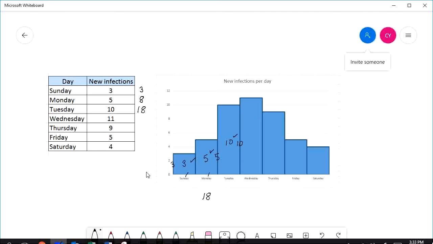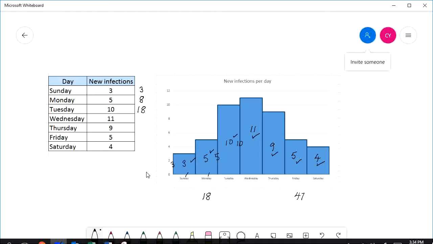Let's complete the process. On Wednesday, it's 11 more people, so the area is 11. Thursday, it's 9. Friday, 5. And Saturday, 4. So we started with 18. We added 11 more, that gave me 29. 9 more gives me 38. 5 more, 43, and 4 more, 47. So there should be a total of 47 people infected for the whole week.